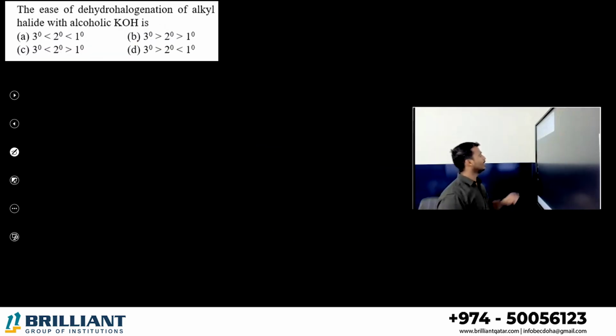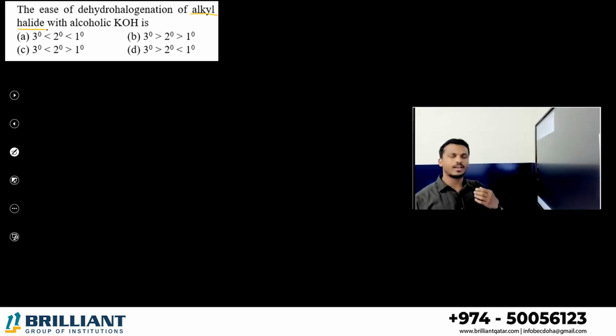Next one. The ease of dehydrohalogenation. What is meant by dehydrohalogenation? Beta elimination. During beta elimination, one halogen and one hydrogen are being eliminated, right? That's called what? Dehydrohalogenation. So, which haloalkane, which alkyl halide, can you easily dehydrohalogenate?